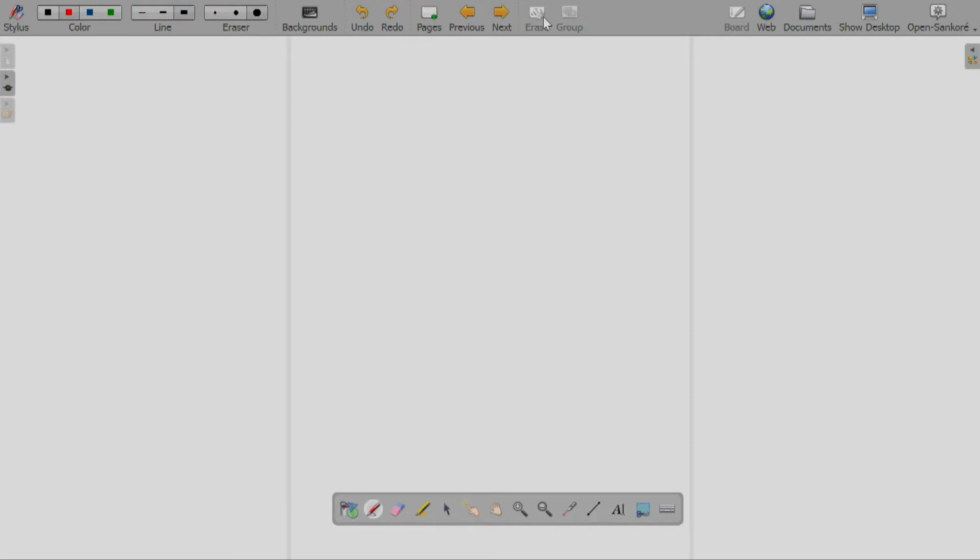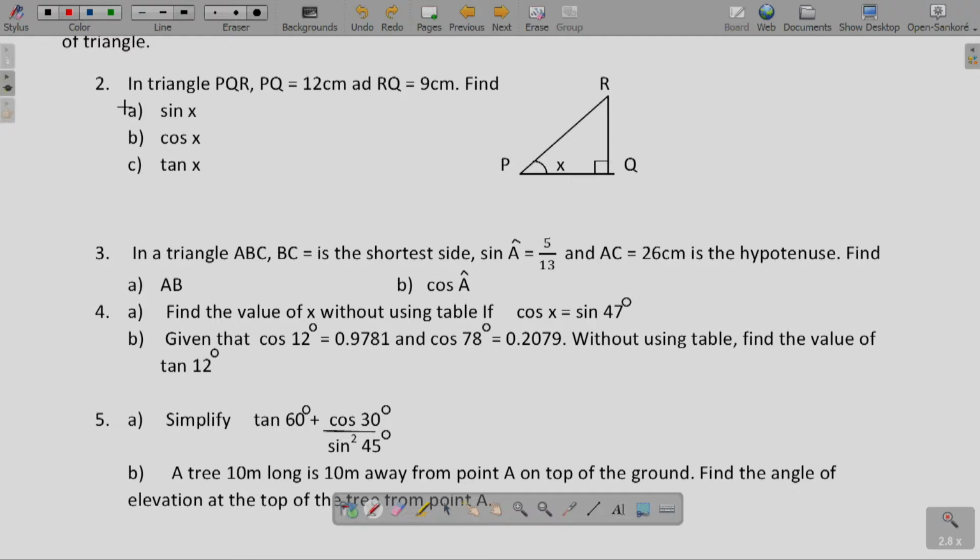Let's now move to the second question. The second question says, in triangle PQR, PQ is equal to 12. We have this triangle. PQ is equal to 12 and RQ is equal to 9. We have 9 here and here we have 12. Find the value of sine x, cos x, and tan x. x is the angle. So we have to find the value of sine x, cos x, and tan x.